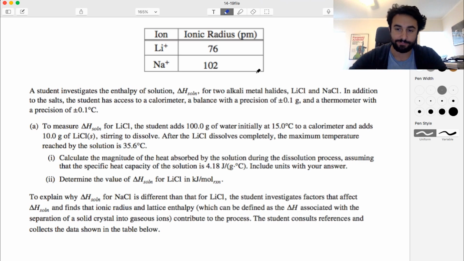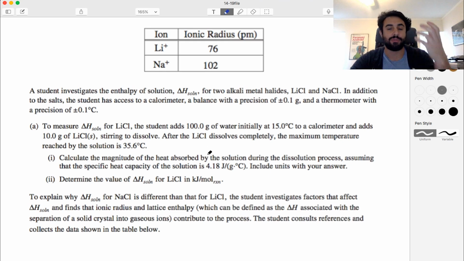So we're studying that. In addition to the salts, the student has access to a calorimeter, a precise balance, and a thermometer. So we've got some stuff to work with here. So to measure delta H solution for LiCl, the student adds 100 grams of water initially at 15 degrees Celsius to a calorimeter and adds 10 grams of lithium chloride solid, stirring to dissolve. After the lithium chloride dissolves completely, the maximum temperature reached by the solution is 35.6 Celsius.